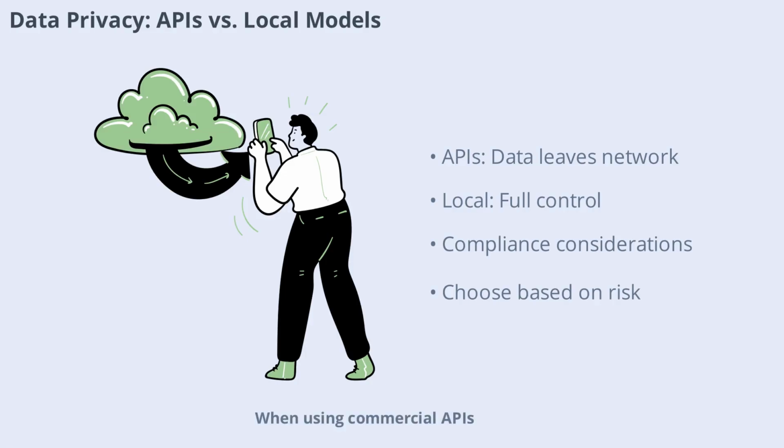Using commercial APIs, your data leaves your network and is processed on third-party servers. While vendors often promise not to use your data for training, this can still be a compliance issue in regulated industries. In contrast, hosting open-weight models locally means your data never leaves your private network, giving you full control over privacy and security. The choice depends on your organization's risk tolerance and regulatory requirements.